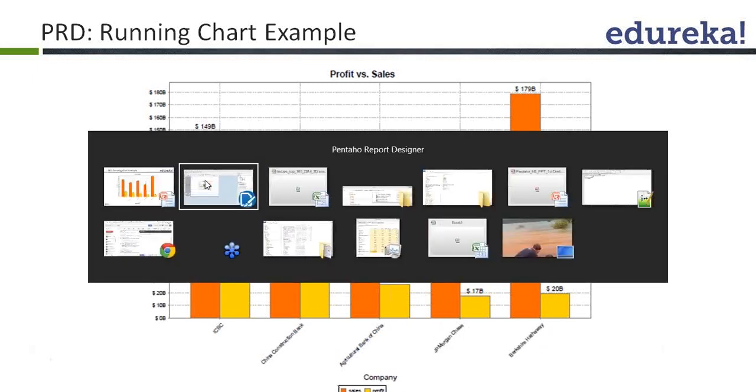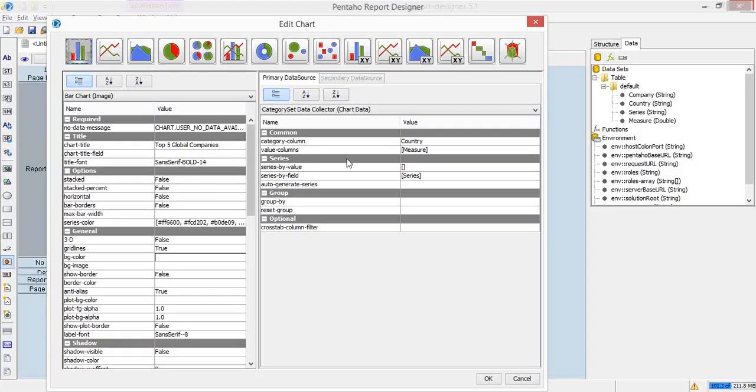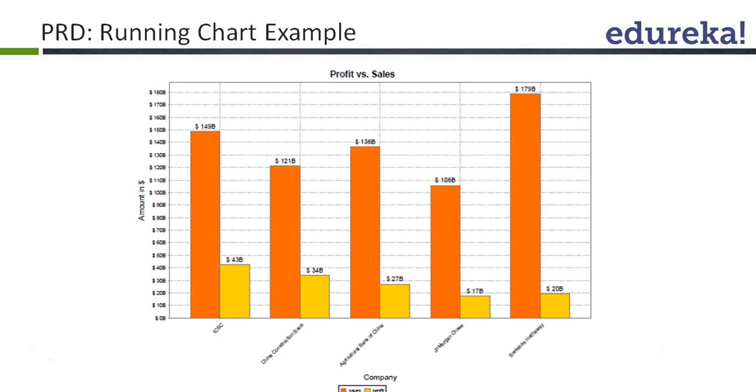Now the second field was value columns. Value columns is pretty clear. It is a quantifiable measure, based on what quantity you are going to represent in that chart. So that is value.